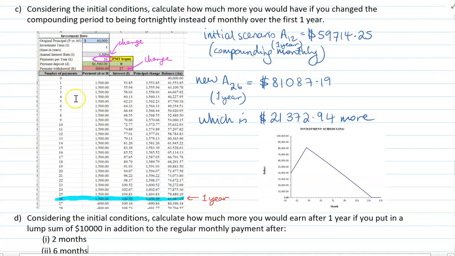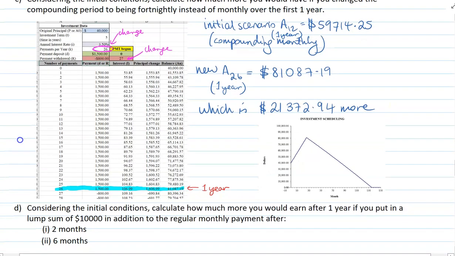Okay, so if I just document what I saw there, the 26th payment, which is 1 year, gave me a new balance of $81,087.19, which is $21,372.94 more than my initial conditions.